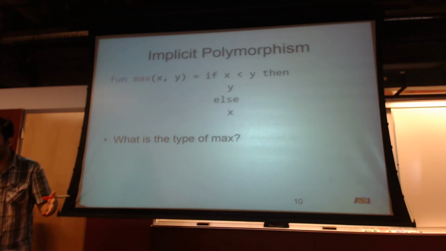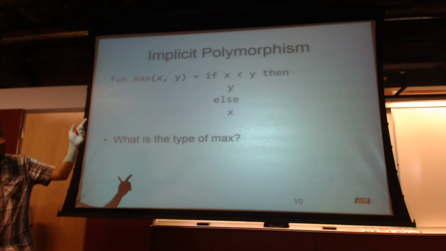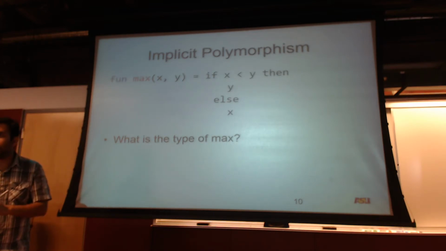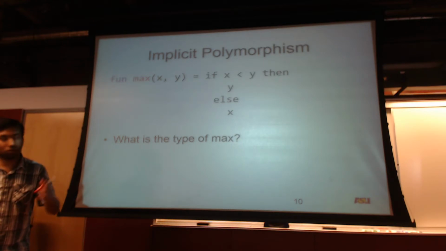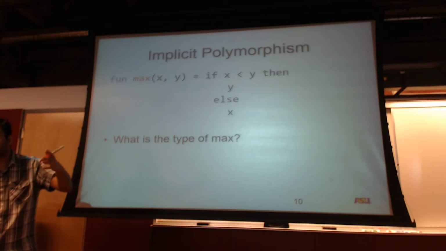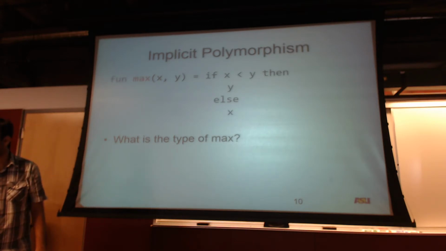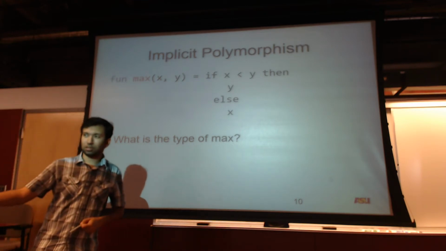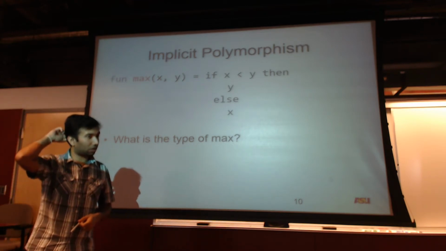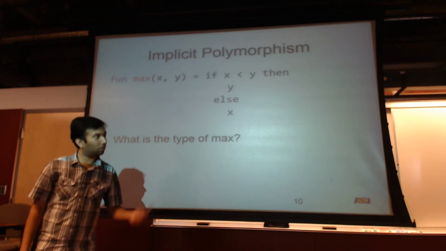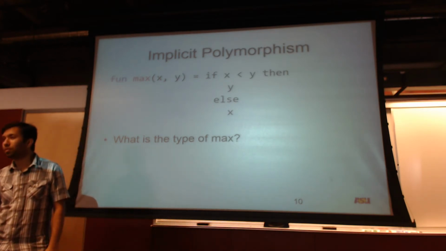So what is the rule? The rule is max x y is equal to a certain value, right? So what will be that value? Whatever is the expression there, you evaluate it, whatever it returns, that is the output of max, right? So now max x y is an expression. Evaluate that expression. What is that expression? That expression is if x is less than y, then you give y, else you give x.